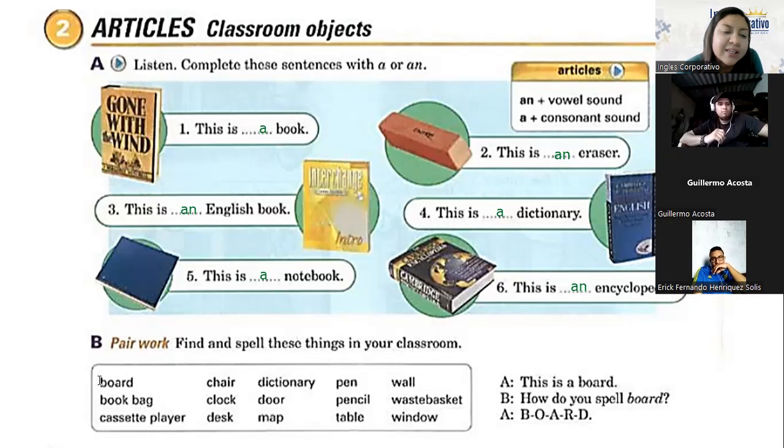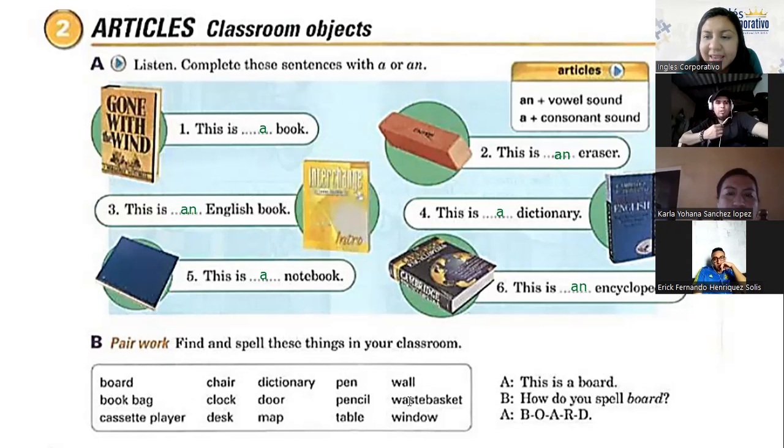A ver, ¿cómo, ¿cuál sería the board? Díganme ustedes, a board, a book bag, a cassette player. Continue. A chair. A clock. A desk. A dictionary. A door. A map, a pencil, a table, a wall, a waste basket, and a window.